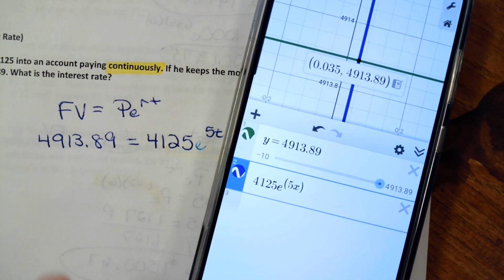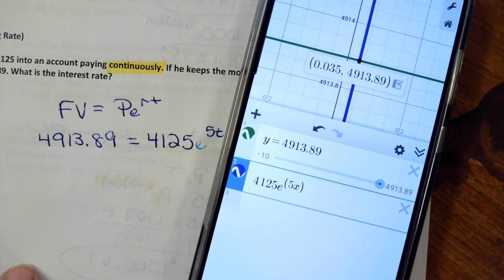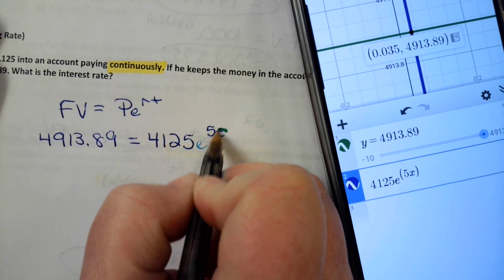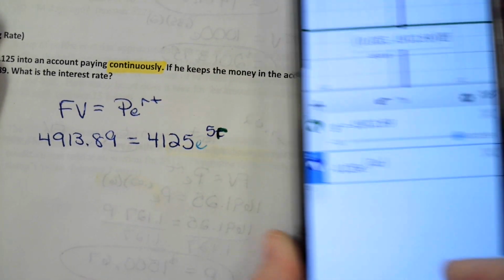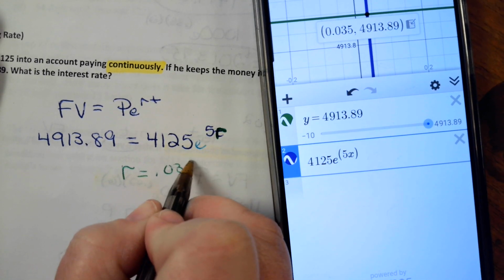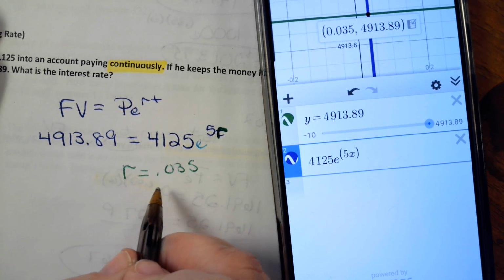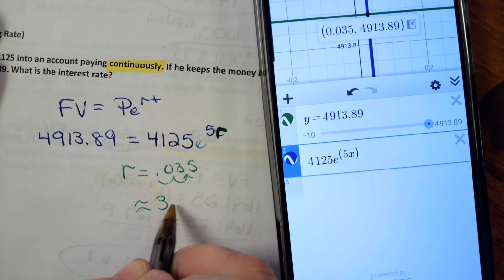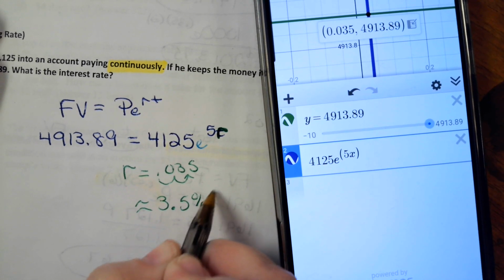So here we get T, which should be R, not T. See, if I was in actual class, somebody could correct me. So we're looking for R. Our rate here is 0.035. As a percent, moving that decimal 2 places, it would be approximately 3.5%.